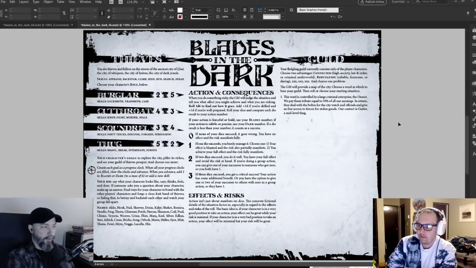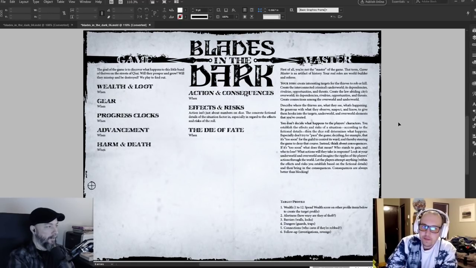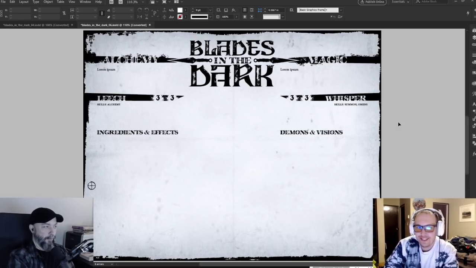This has graduated to multiple pages now. It's bloat, design bloat. I know. Three. Oh, three pages.